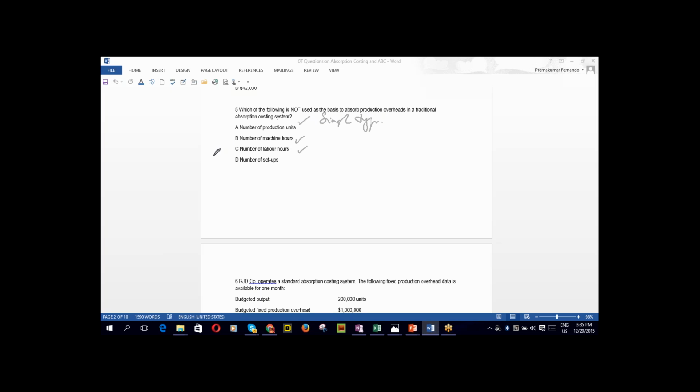The number of setups will be a cost driver for ABC costing, because the number of setups will be an activity that is going to change your cost driver. That is good for ABC costing, but not for this costing. So the three types for this costing are number of production units, number of machine hours, and number of labor hours. So that is number 5.